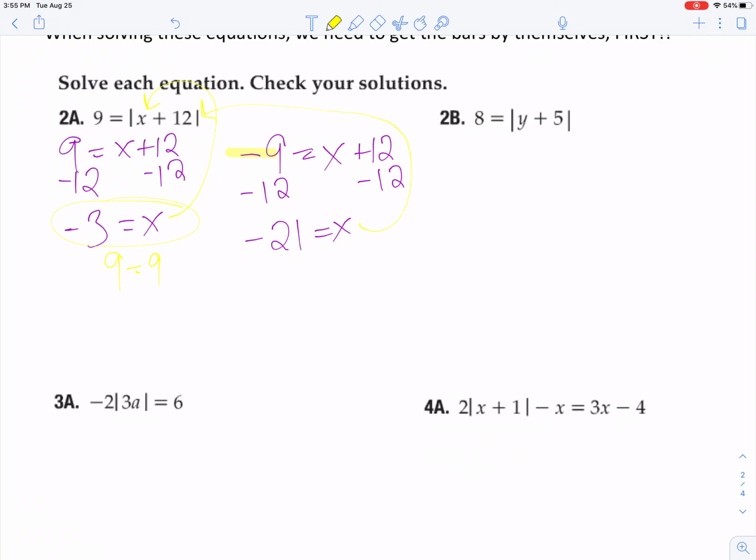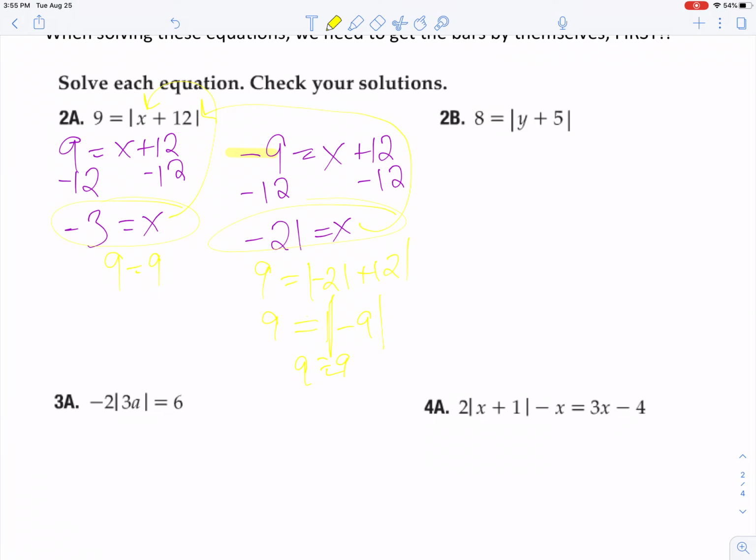-21 plus 12 is -9. Extra tall absolute value bars here. Drop the bars, drop the negative, 9 equals 9. So this is another good answer. I can go ahead and circle it. The reason I want you to check is because sometimes it's not going to work out.